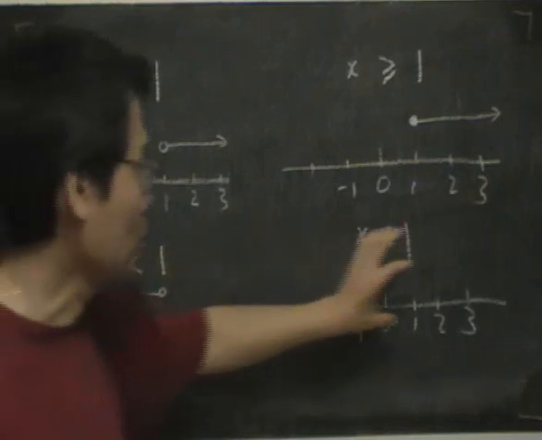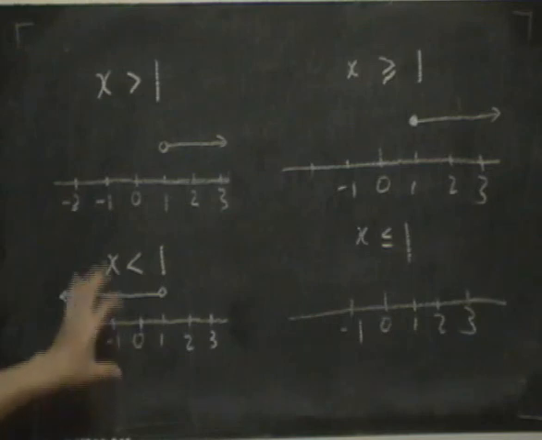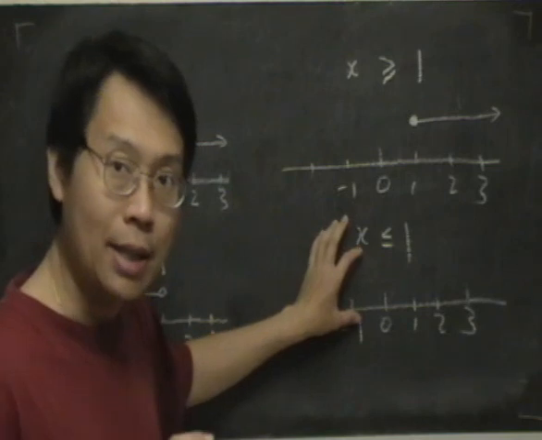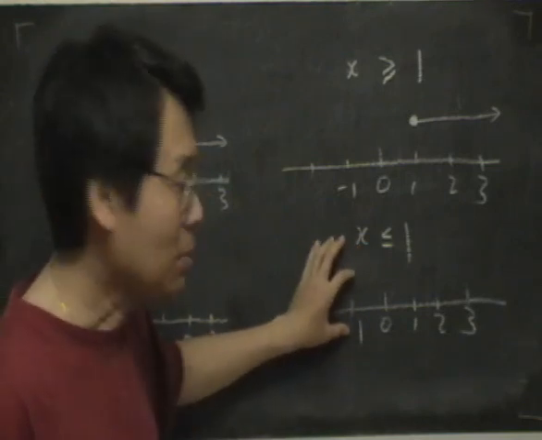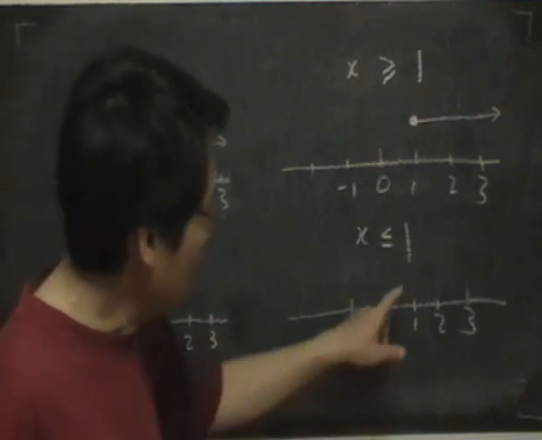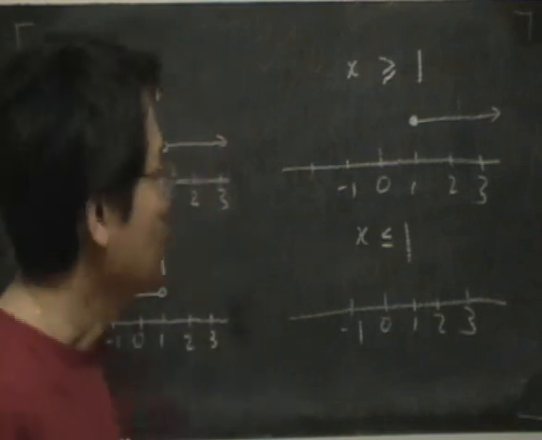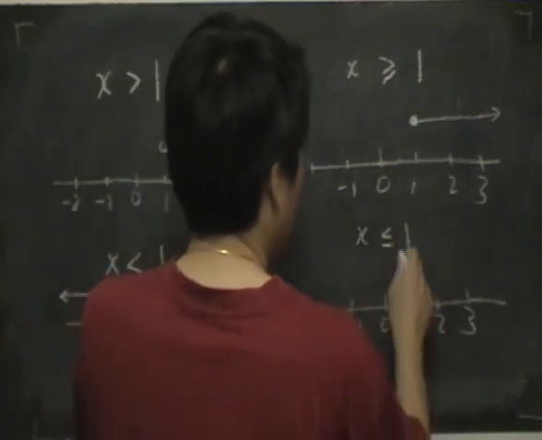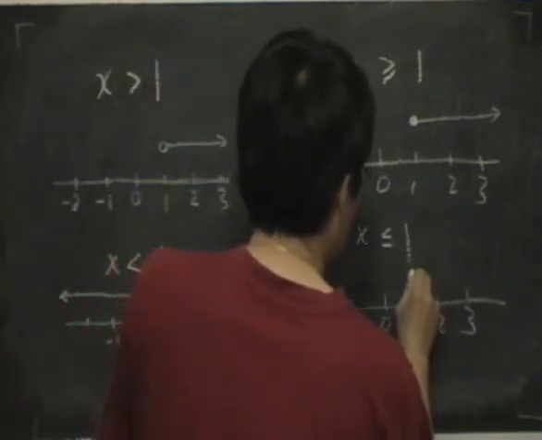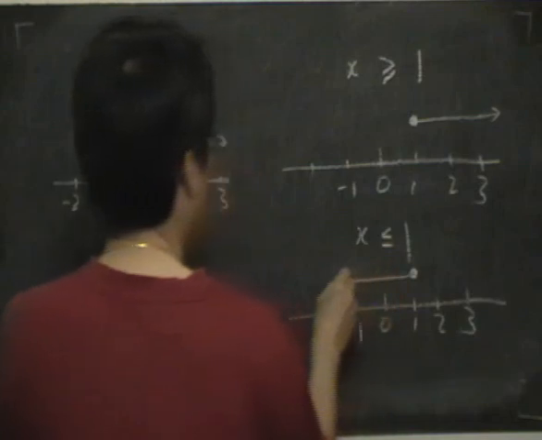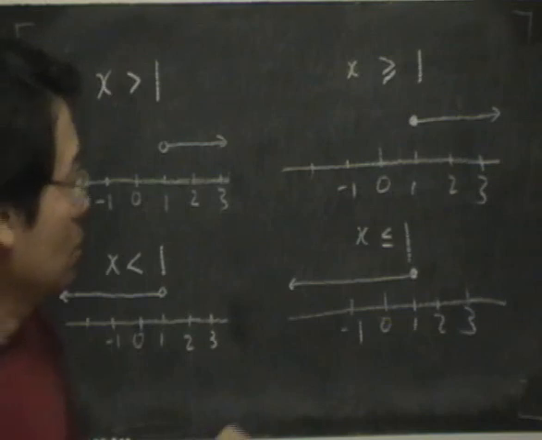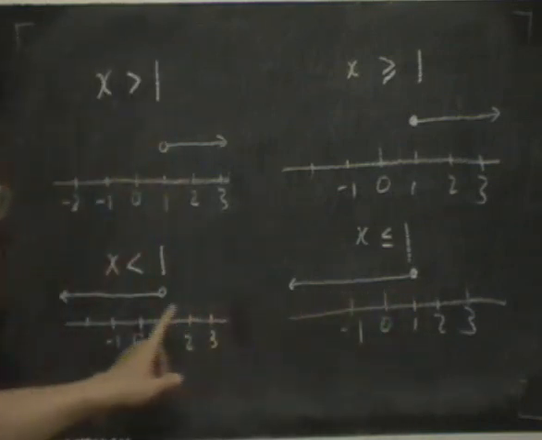Now if you compare the two, alright, in this case x can be any number that is less than 1. In this case x also can be any number that is less than 1, but x can also be equal to 1. Okay, and we would represent this extra possibility with this solid circle there and a line over the possible values of x.